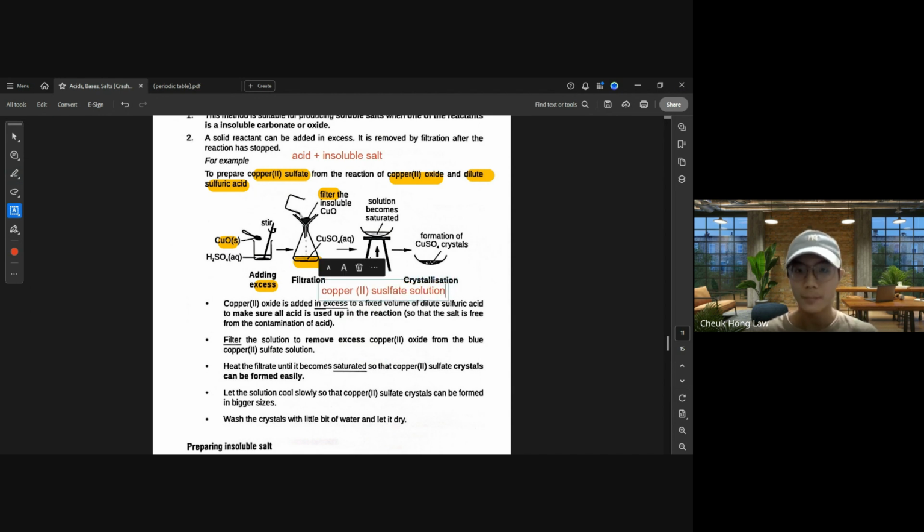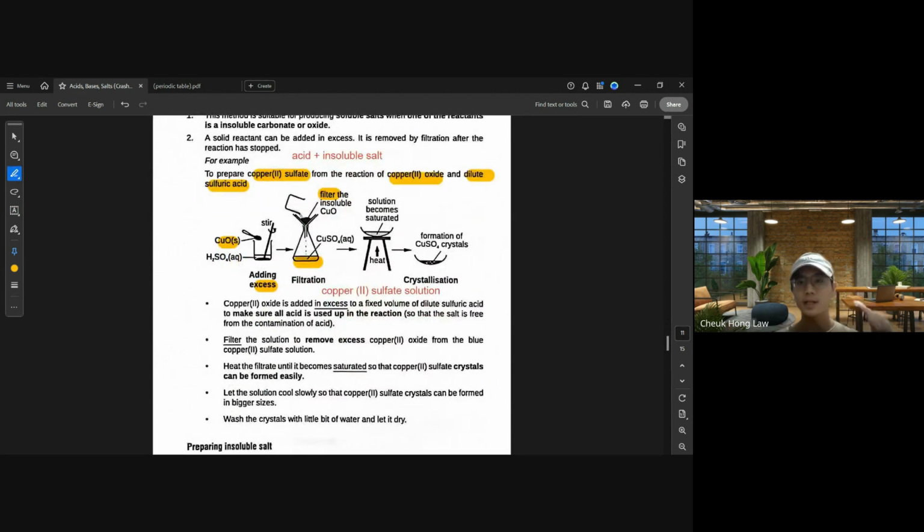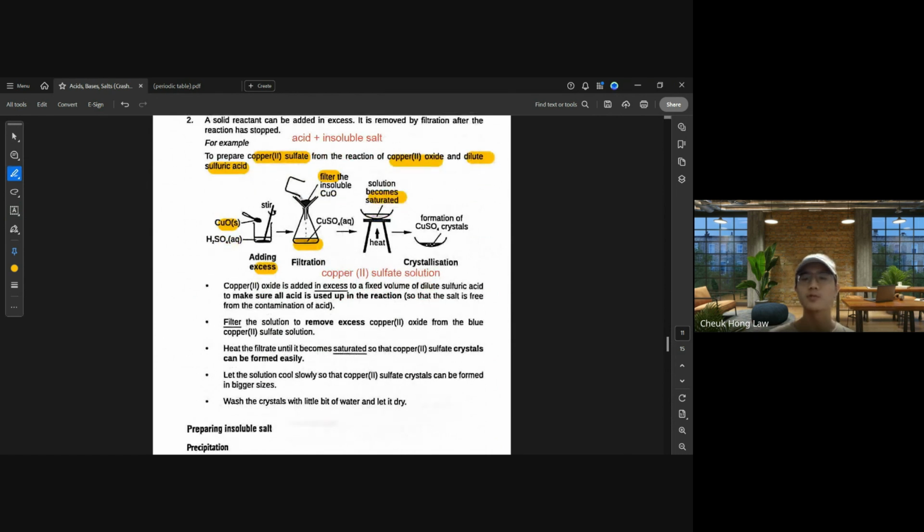It's always the same, right? Once you have a solution, the rest of the steps are the same as titration. So until here, it'll be the same. You heat the solution, the filtrate, until it becomes saturated, which means very little water remaining. Once it becomes saturated, you let it cool so that the crystals can be formed. Then you wash the crystals with a bit of distilled water and let it dry.